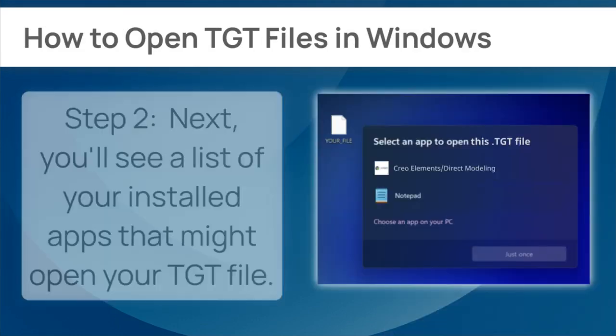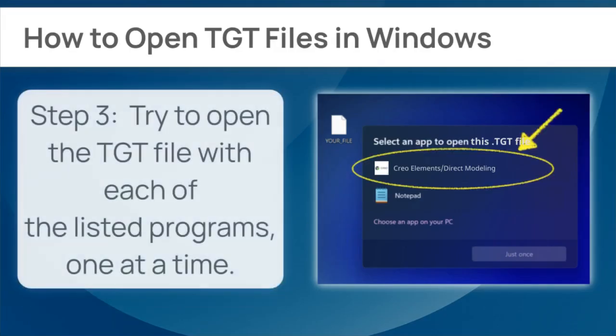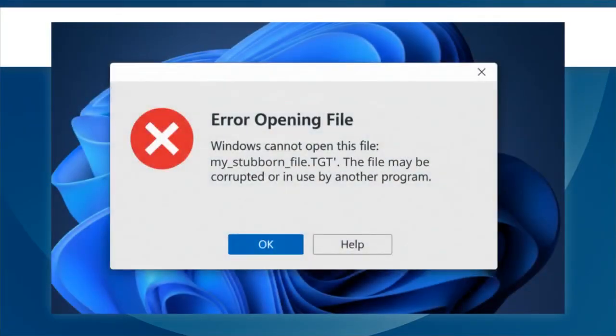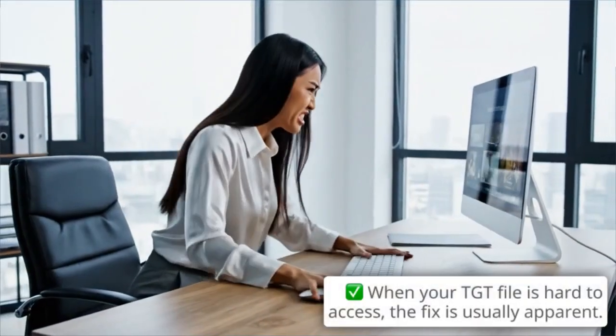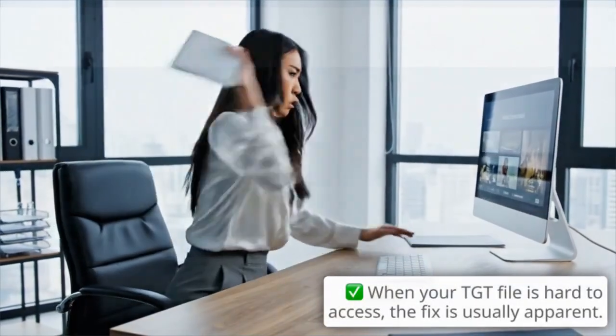Right-click your TGT file and click Open With. If Creo Elements Direct Modeling is an option, try it. If it fails, select another program. You need to test widely. If your TGT file isn't cooperating, don't worry. When the file won't budge, the error is typically related to 3 simple things. Use the following checklist to quickly identify the issue that persists.